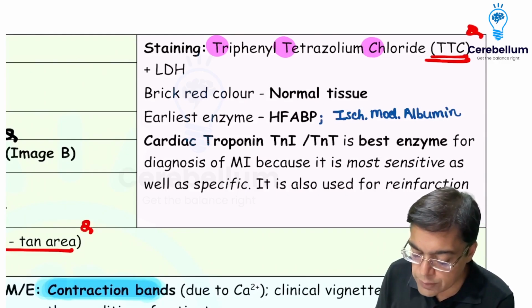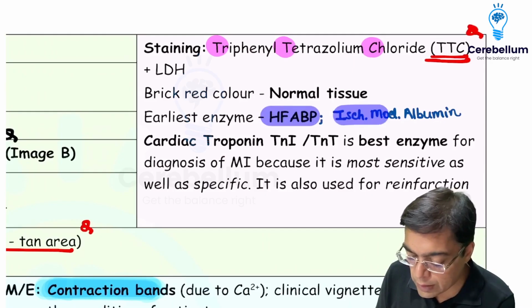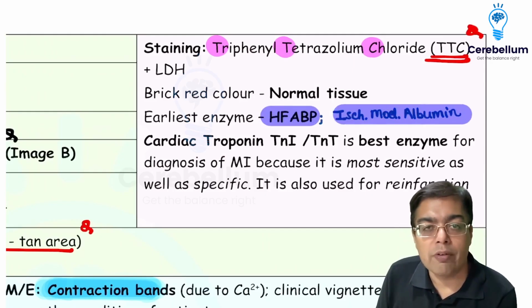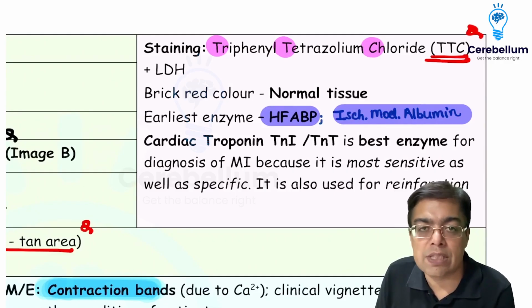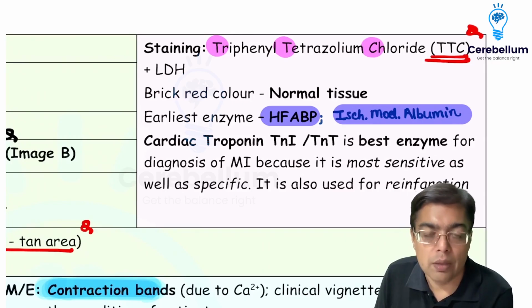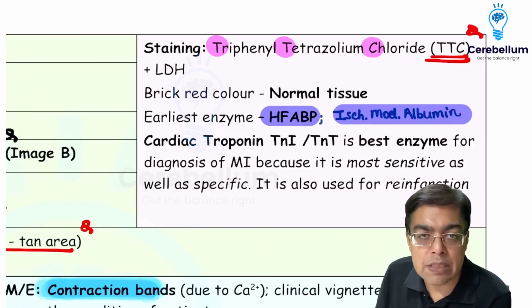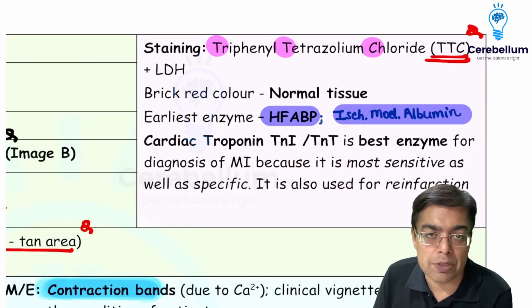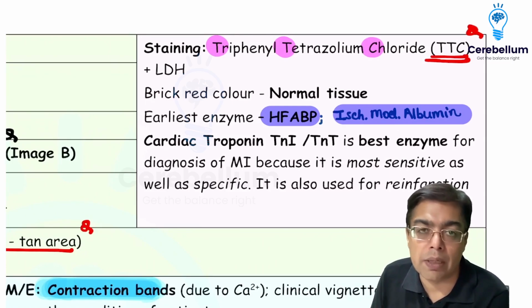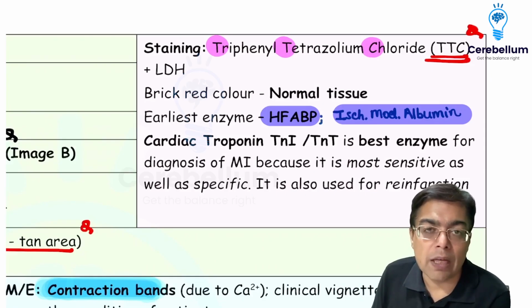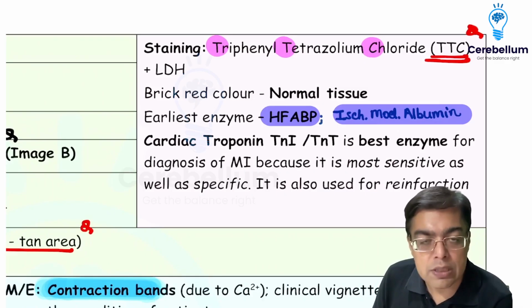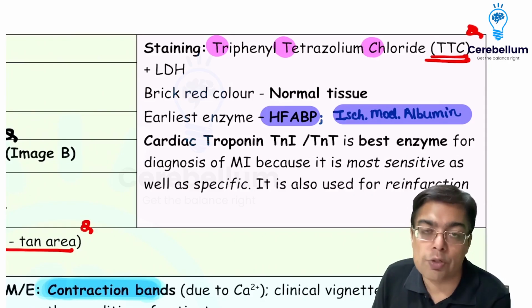So the earliest enzyme which is going to be increased in these patients can either be a heart fatty acid binding protein, or you are asked a question 2024 about a protein which is given the name of IMA, that is ischemia modified albumin. These proteins are not very specific for making a diagnosis of myocardial infarction, but they have got the presence of a negative predictive value, which means that if they are normal, then it is easier for you to rule out a heart attack. If they are present, they may or may not suggest a heart attack, but if they are not there, for sure you can rule out.